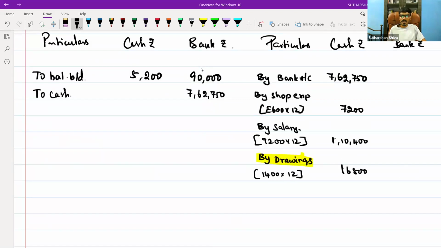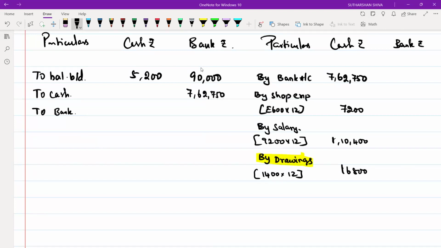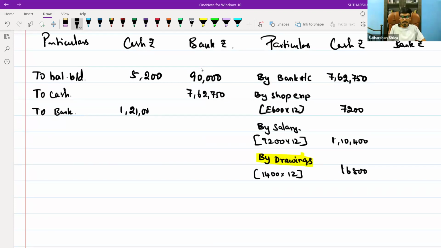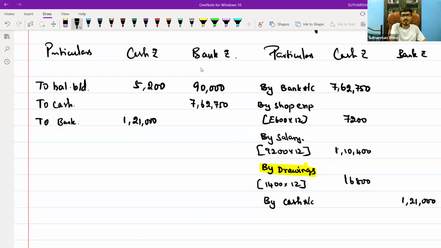Go to my last working note, the 6th working note. Write down to cash account. Sorry, to bank account I need to write. Was it bank to cash or cash to bank? What is the journal entry? Cash to bank. So I will write to bank and post it on my cash account. On this side, I will write by cash account and post it on my bank column, 1,21,000. Okay, that's it.